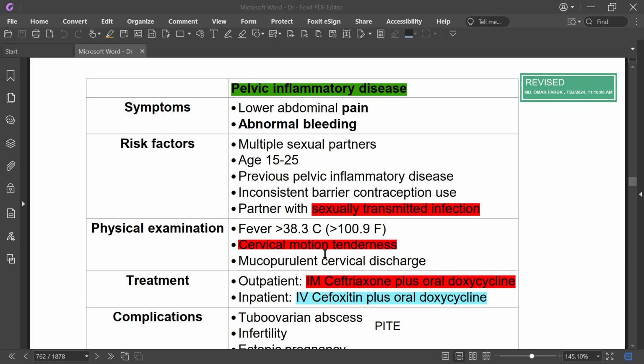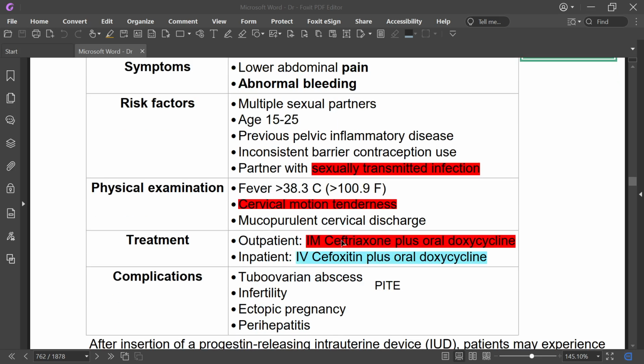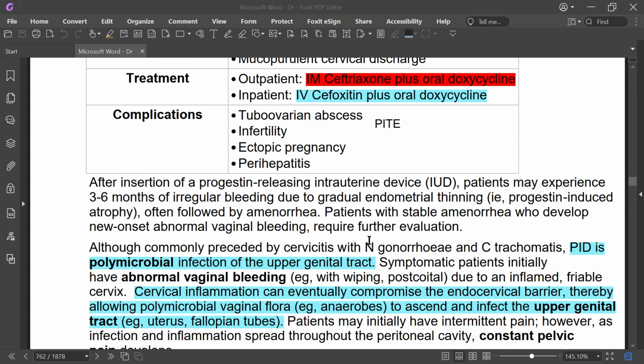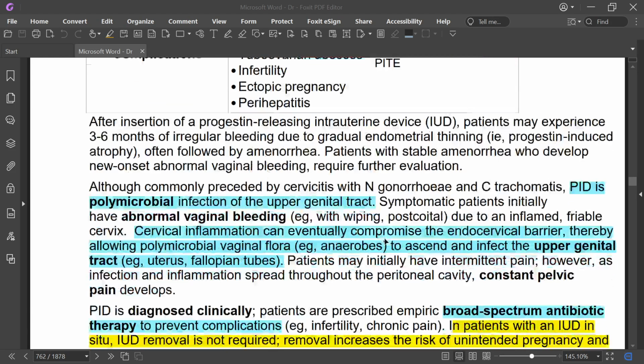The complication for PID is PITE. That means perihepatitis, infertility, ovarian abscess, and ectopic pregnancy. PID is a polymicrobial infection of the upper genital tract, and here the infection can ascend and involve the uterus and fallopian tube.